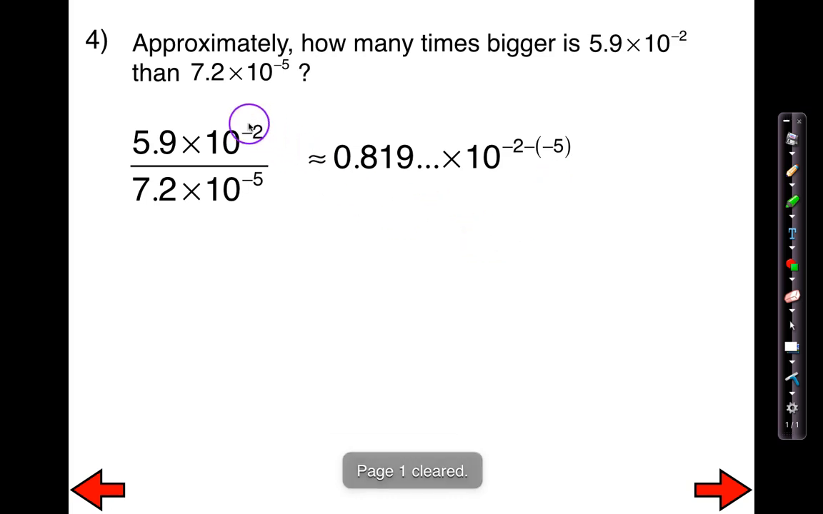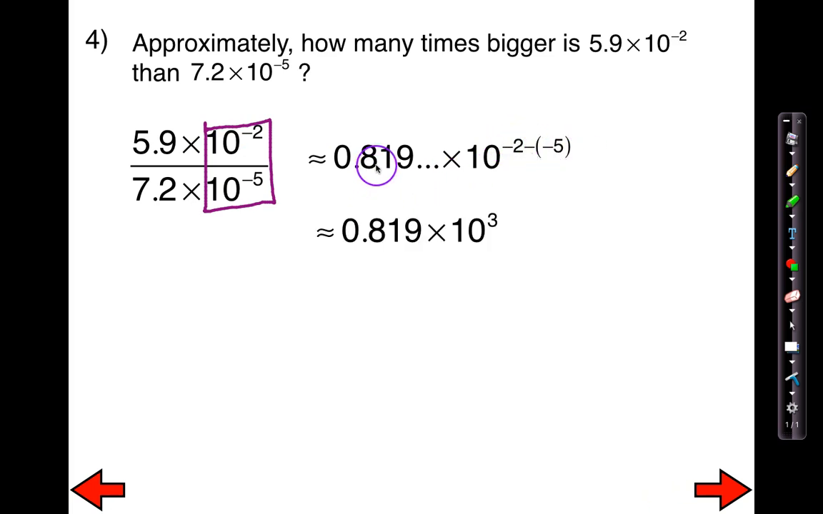Here, since it is a fraction, I just subtracted the exponents, -2 minus -5. So that's going to leave me with 0.819 times 10 cubed. I'm going to have to make this coefficient larger by multiplying it by 10 to the first. So to balance things out, I'm going to multiply this part by 10 to the negative first. So that's going to leave me with 8.19 times 10 to the second, because 3 plus -1 is a +2.